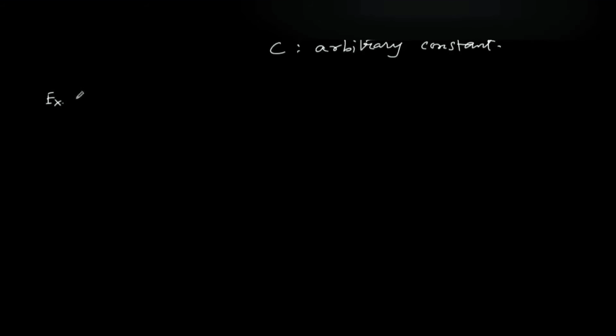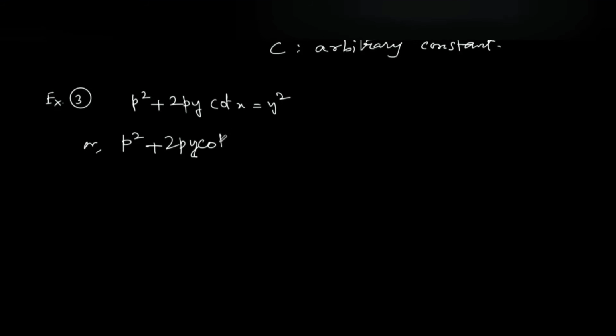Example 3: solve p square plus 2py cot x equals y square. Okay, see, this is again a quadratic equation in p, so we can solve for p. So write this as p square plus 2py cot x minus y square equals 0.